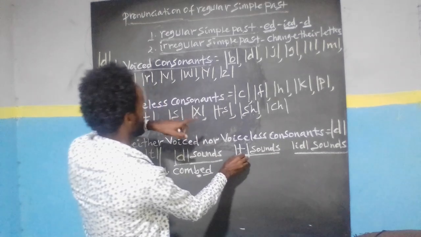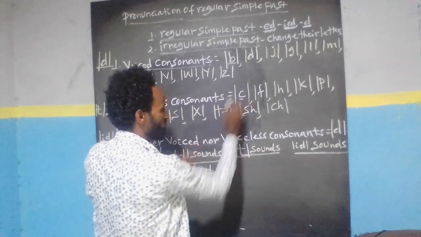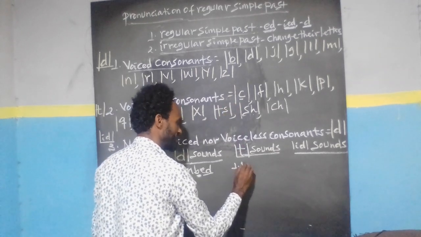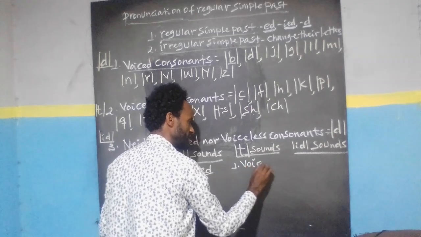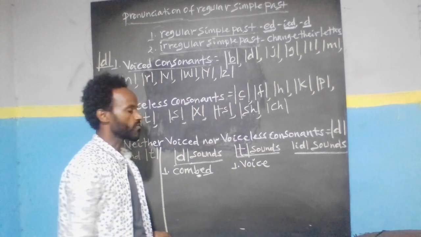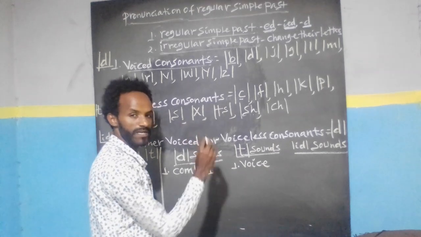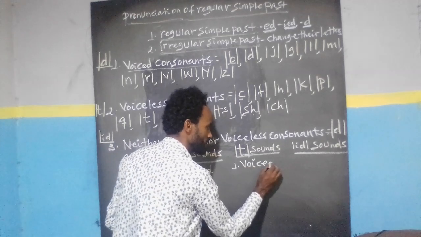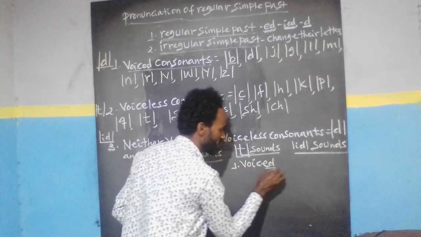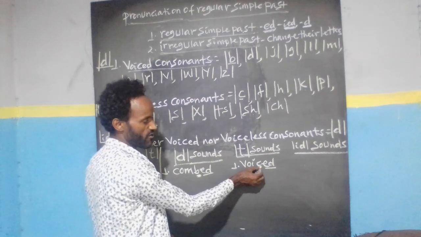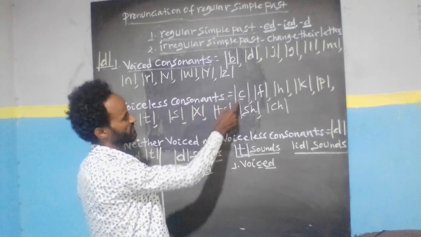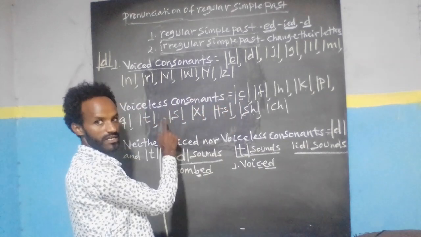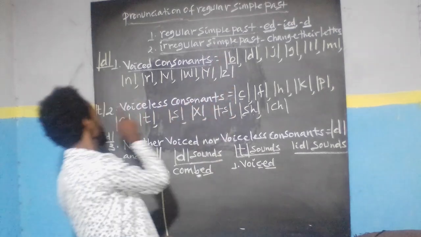But if the given verb ends with what? C. For example, let me give you one example. Voice. Yes, voice is a regular verb. When I change this one into the simple past, I simply add D, because it ends with the vowel letter E. So it becomes voiced. Before adding the ed suffix, there is the C consonant letter. The C consonant letter is found under the voiceless consonants. So voiceless consonants are pronounced in the regular simple past with a T sound.